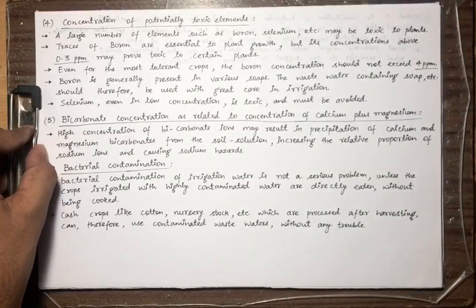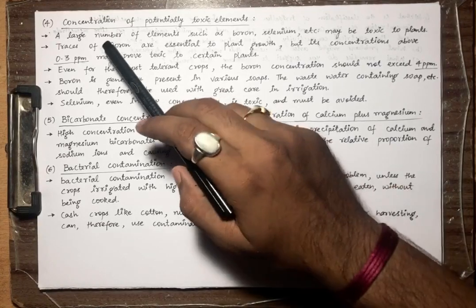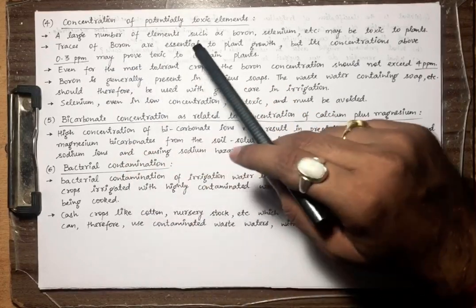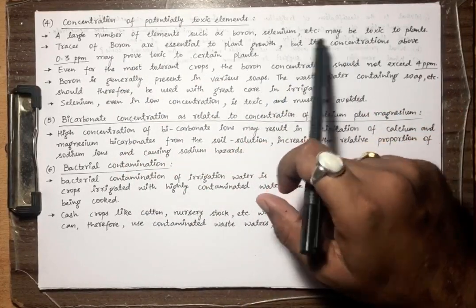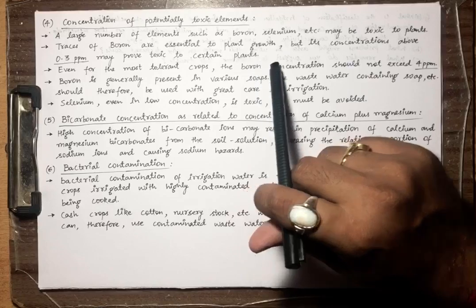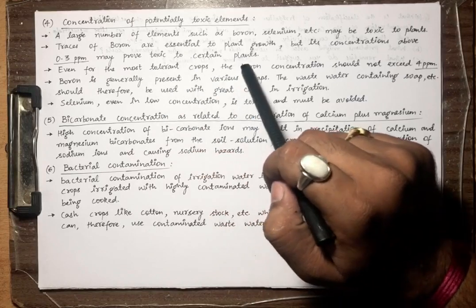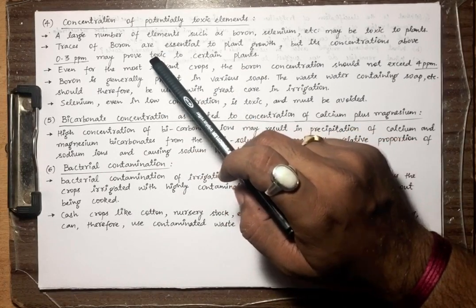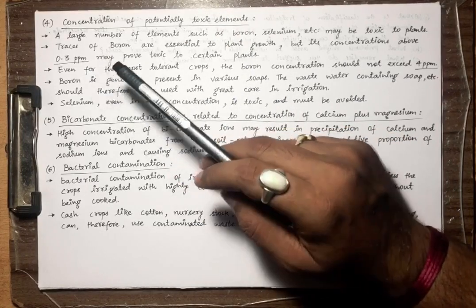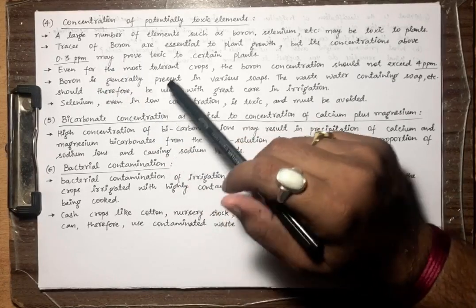Let us move on to the next type of impurity, which is the concentration of potentially toxic elements. A large number of elements such as boron, selenium, etc. may be toxic to plants. Traces of boron are essential to plant growth, but a concentration above 0.3 ppm may prove toxic to certain plants. So boron is essential, but in a very small quantity. 0.3 ppm is very little, so if boron concentration exceeds this, it may prove toxic to certain plants.